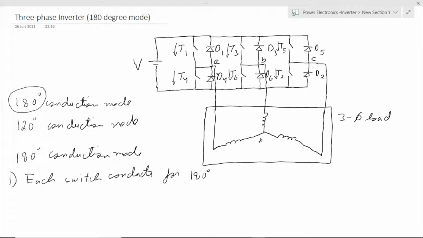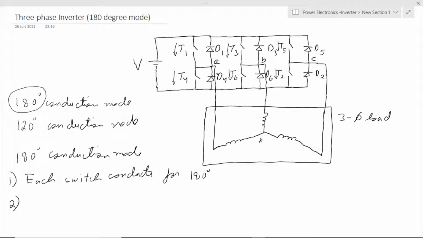Second thing is that because this is generating a three-phase supply, each phase should be on after 120 degree. If you see the three-phase source, these three phases lag each other by 120 degree. When the first phase is on, then B phase will be on after 120 degree, and the C phase will be on after another 120 degree.